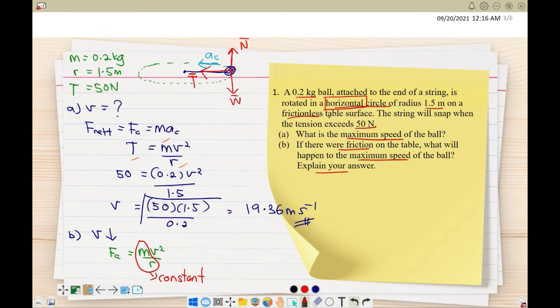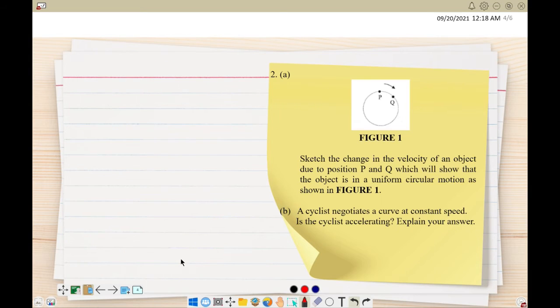The first condition, frictionless. Okay, no friction. Then there is friction. What happens? Okay, so when the mass and the radius are constant, the centripetal force and the speed of the ball are directly proportional. So when you have friction, it means the centripetal force will be decreasing. That's why the speed is also decreasing. Okay, simple.